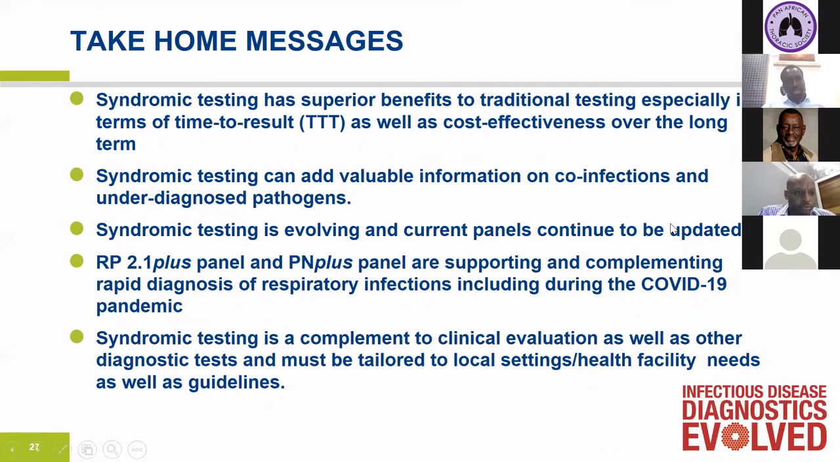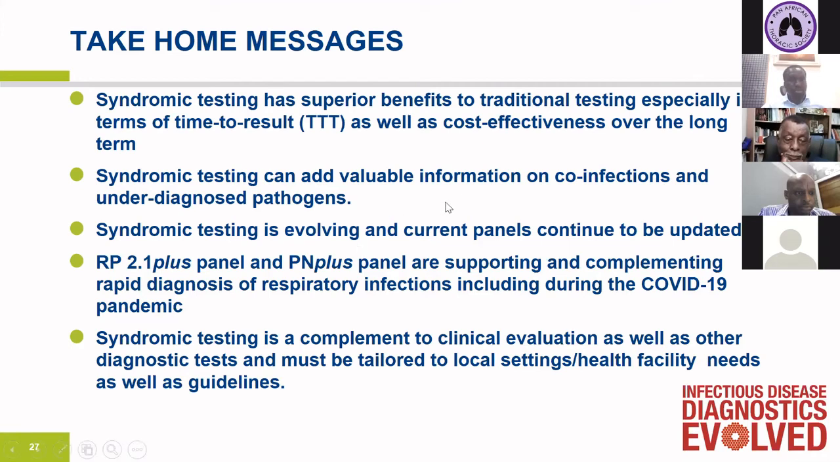So in terms of take-home messages, first and foremost, syndromic testing we can see has superior benefits to traditional testing, especially in terms of time to result, as well as cost effectiveness over the long term. Syndromic testing can add valuable information. We've had several cases of co-infections or underdiagnosed pathogens. Obviously, in a year like this, the focus is on COVID-19, SARS-CoV-2 detection, but there are patients who come and they have symptoms of what would appear to be COVID-19, but they are negative. So it will be important to find out what else they could be having as causing the disease.